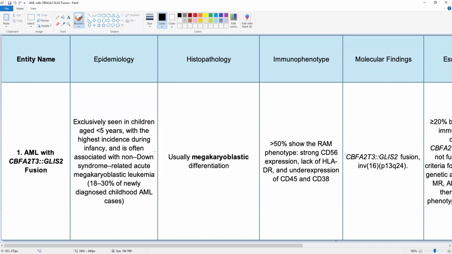Histopathology usually shows megakaryoblast differentiation. And as for the immunophenotype, more than 50% of cases show the RAM phenotype. And the RAM phenotype is basically, RAM stands for the initials of the first patient on which they identified this immunophenotype, which is strong CD56 expression, lack of HLA-DR, and an underexpression of CD45 and CD38.